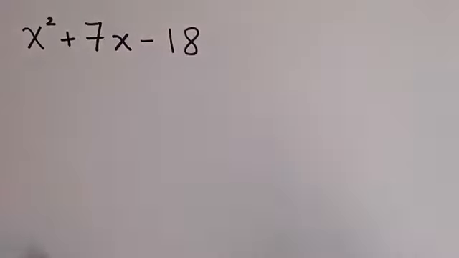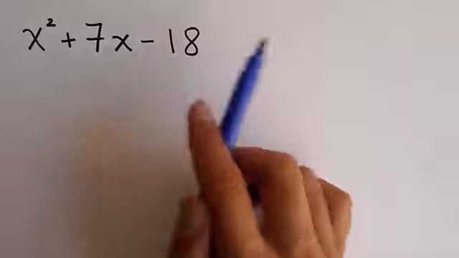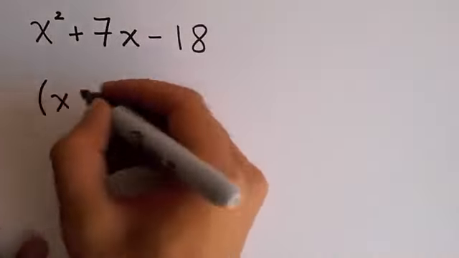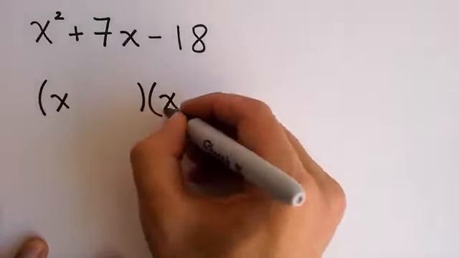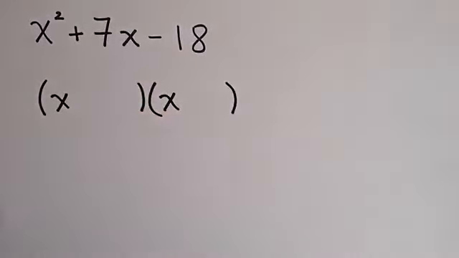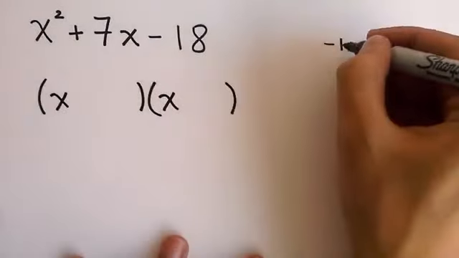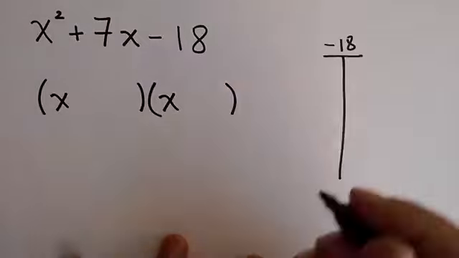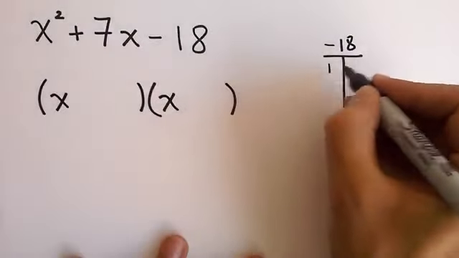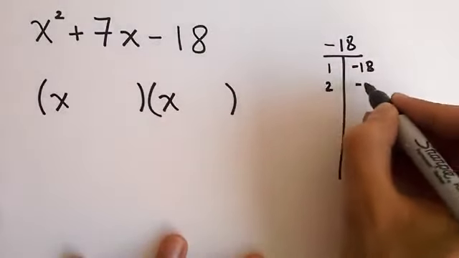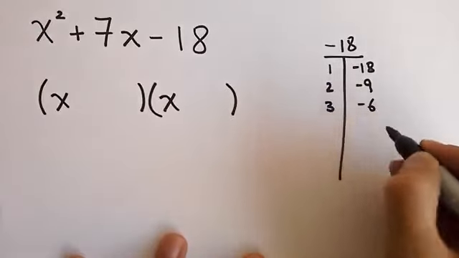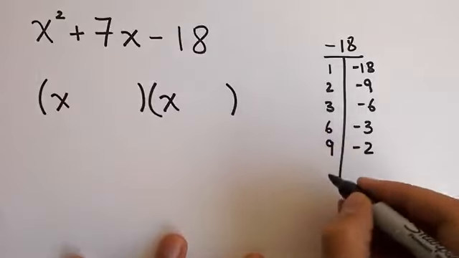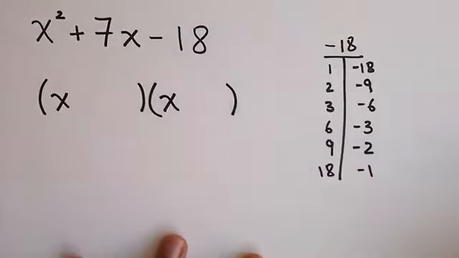Let's check out our second example, where in the constant term we have a negative number. Same thing, you want to build up two parentheses. Immediately you know that the first two terms in each one of them is x. Now, if you think about negative 18, there are many more factors because you need to consider positive and negative ones. So 1 and negative 18, 2 and negative 9, 3 and negative 6, 6 and negative 3, 9 and negative 2, 18 and negative 1.